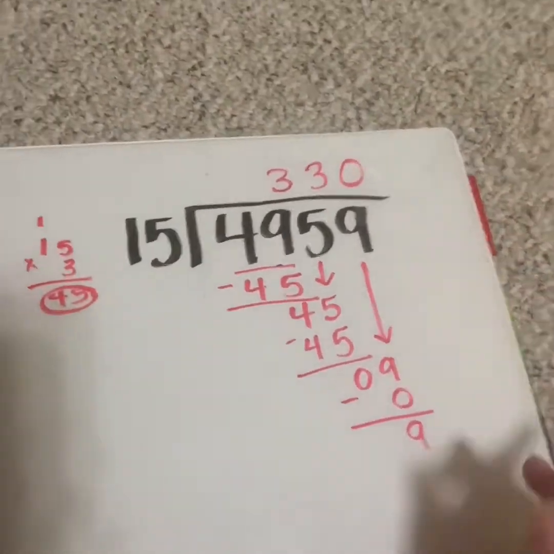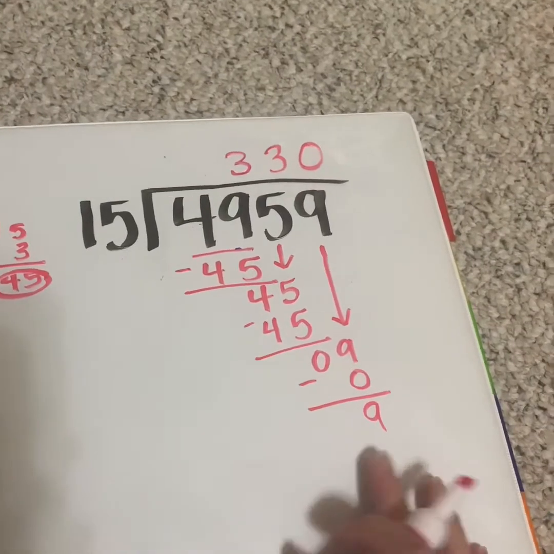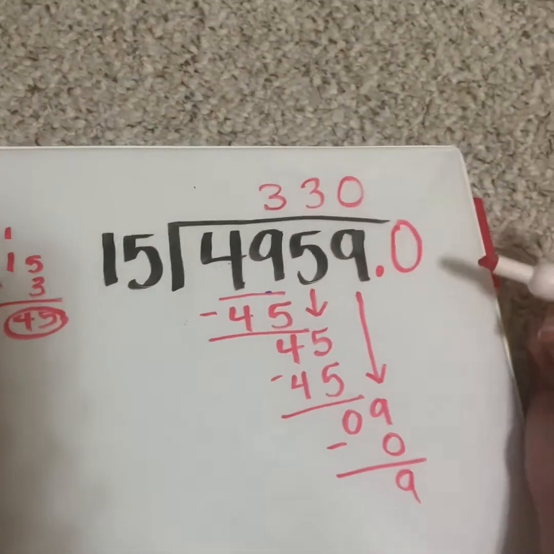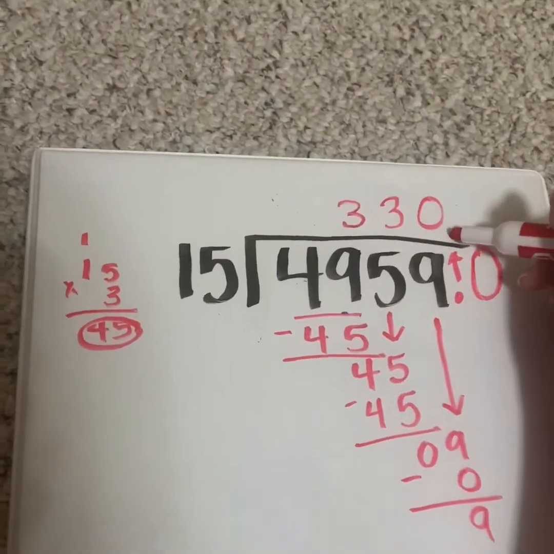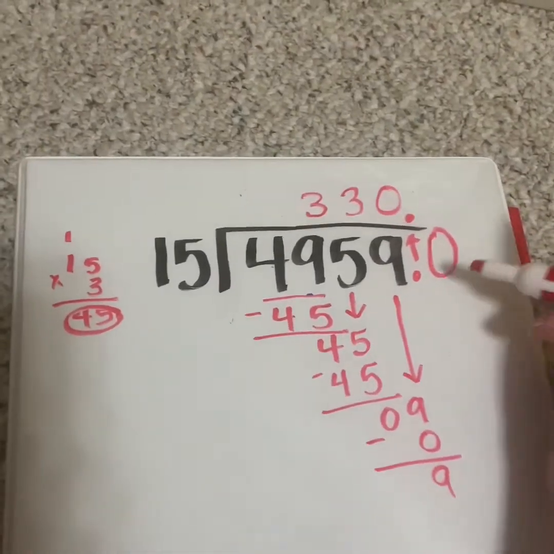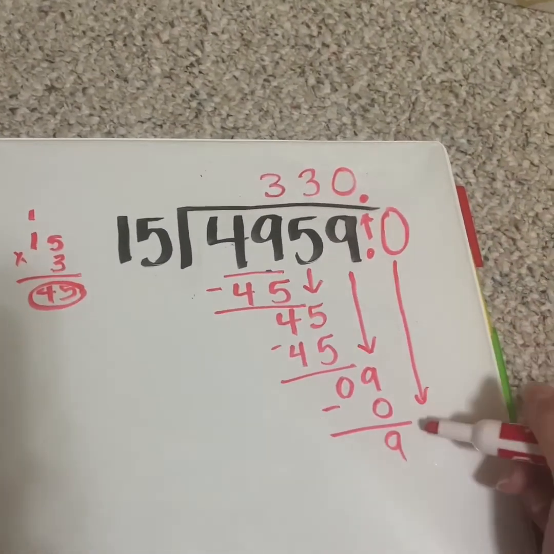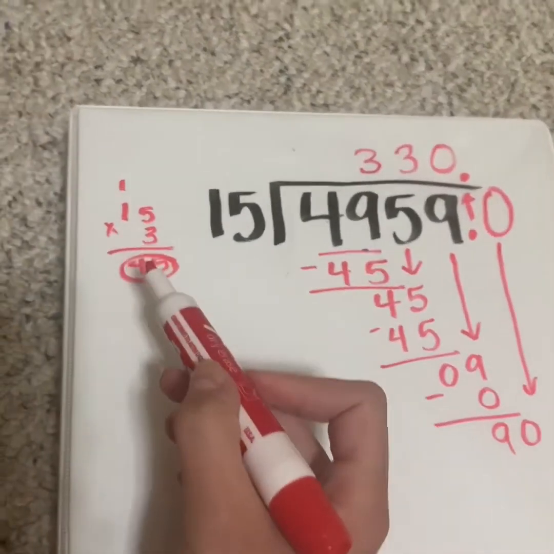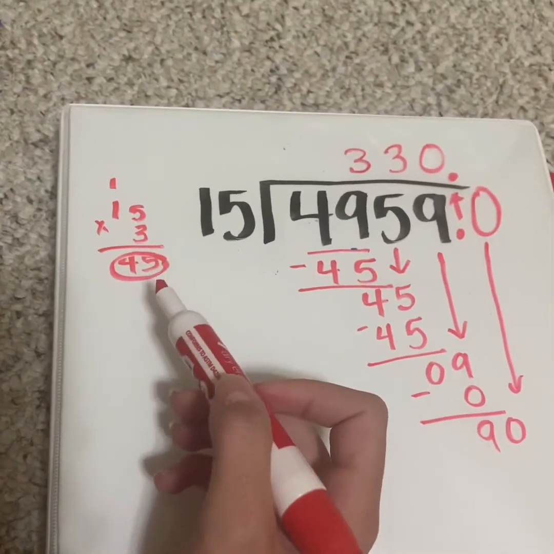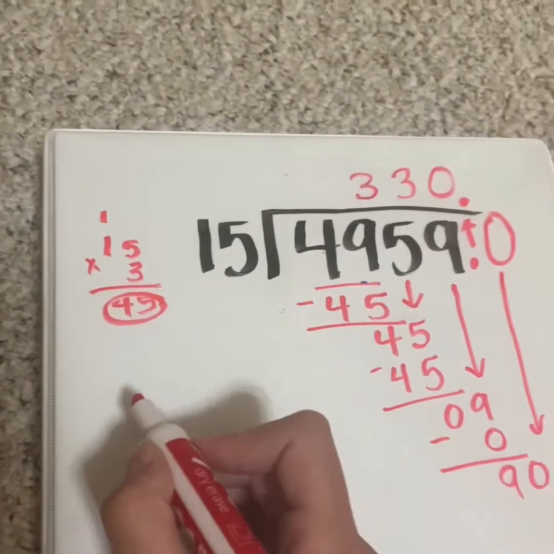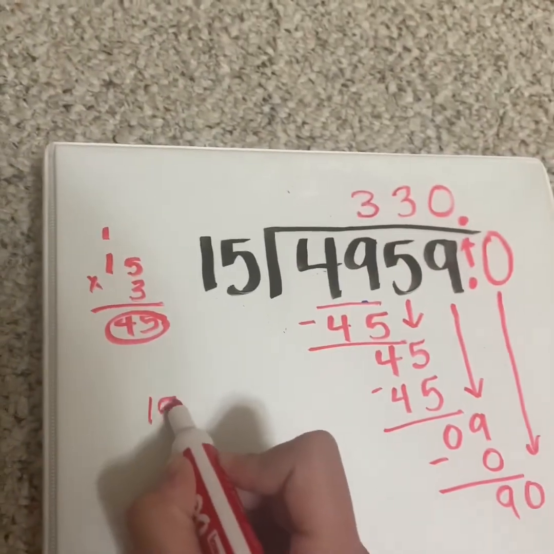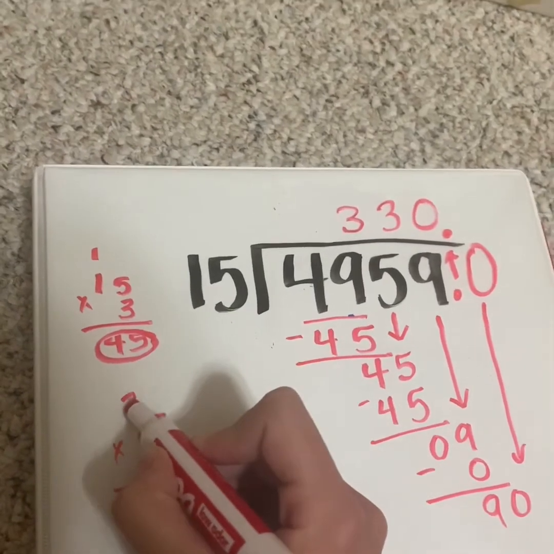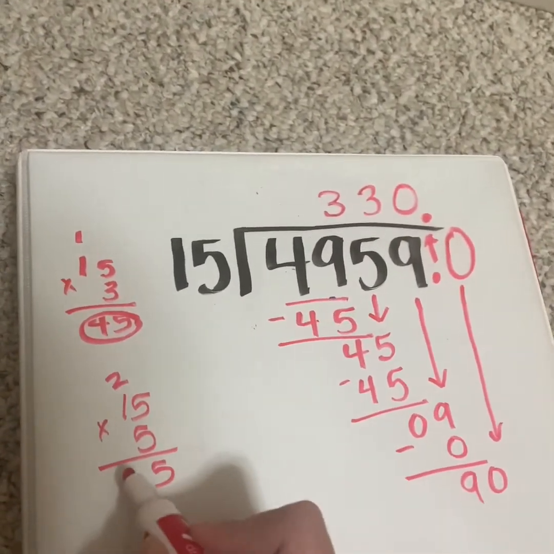So we're not finished with our problem yet because we still have a number down here. So to our dividend, we're going to add a decimal and a 0. When I add a decimal, I bring it straight up. We just pop it up. Now I can bring down my 0. So I need to figure out 15 times what gives me 90. Well, I know 15 times 3 is 45. So let's try 15 times 5. 5 times 5 gives me 25. Bring over a 20, so 5 times 1 is 5, plus 2 is 75.